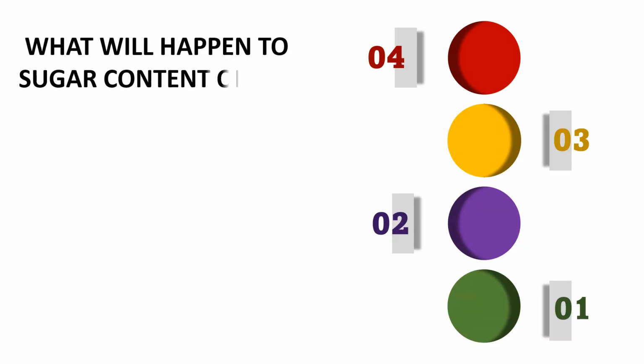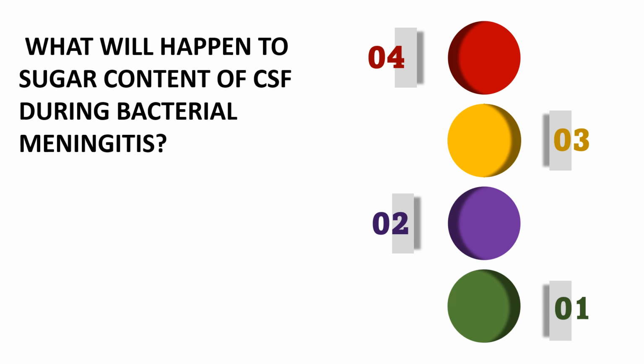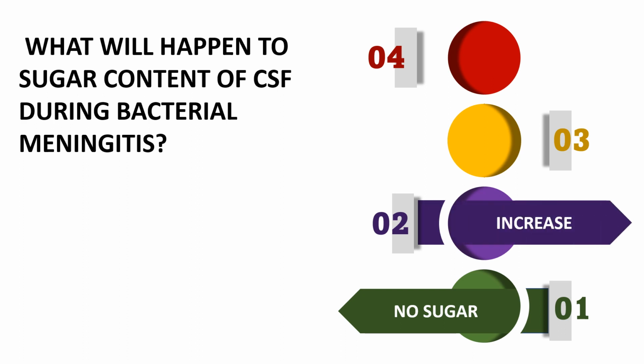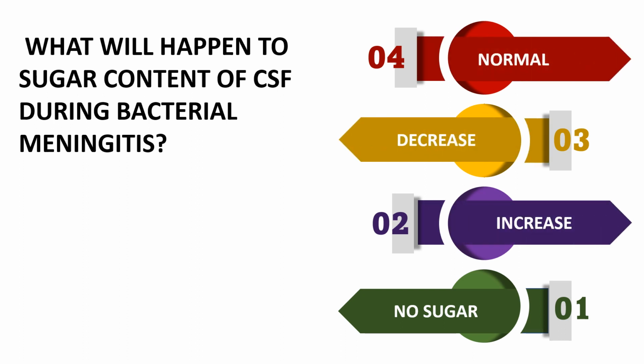Question number 7. What will happen to the sugar content of CSF during bacterial meningitis? And the options are: 1, no sugar; 2nd, increase; 3rd, decrease; and 4th, normal. And the correct answer is option 3, decrease.